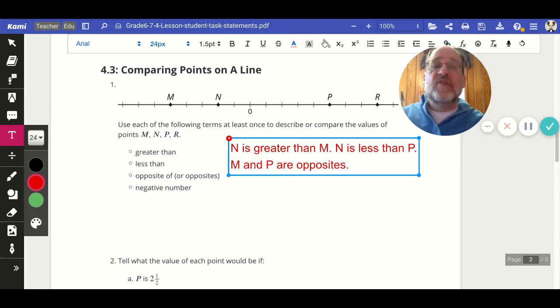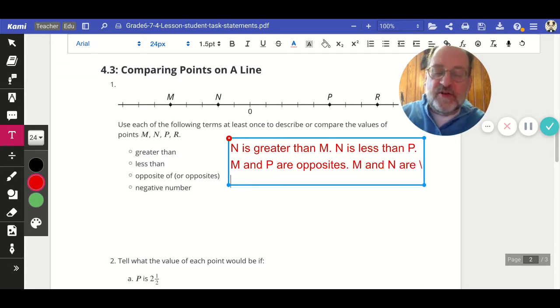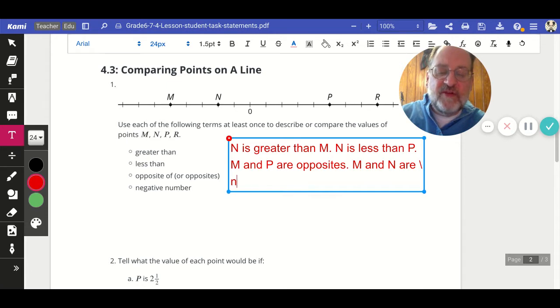I have to use negative numbers. Let me see. Both m and n are negative numbers. These are not the only answers you could give, although I think that's the only pair of opposites we have. But you might be able to say other sentences that have to do with less than and greater than.